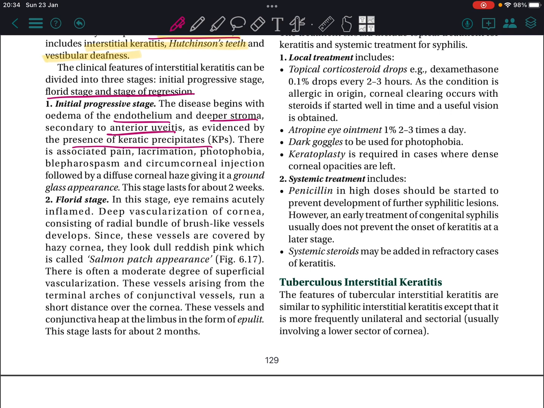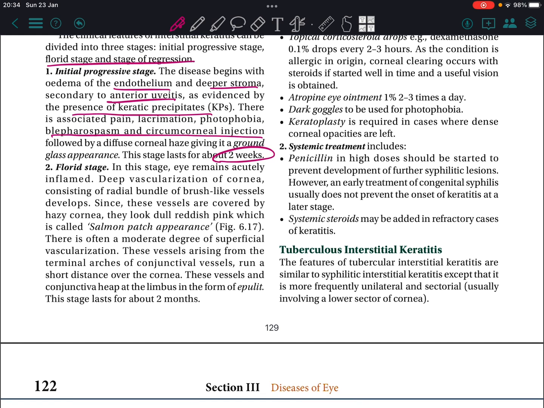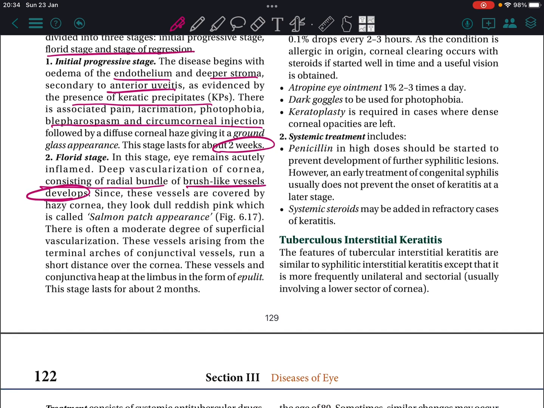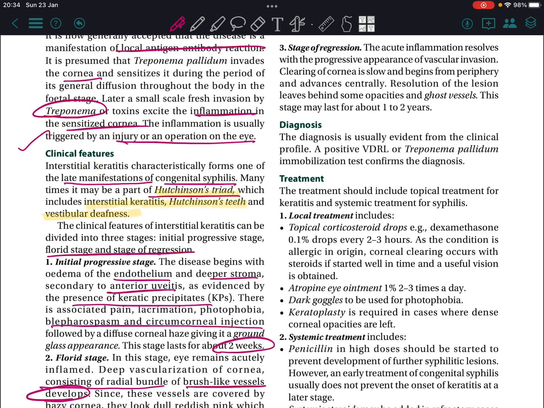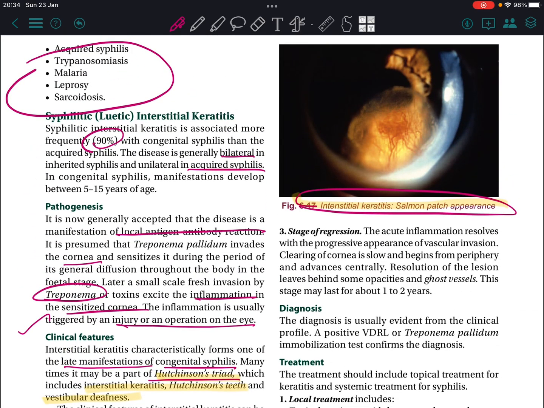There is associated pain, lacrimation, photophobia, blepharospasm, circumcorneal injection, followed by a diffuse corneal haze, giving it a ground glass appearance. The stage lasts for about 2 weeks. Florid stage: in this the eye remains acutely inflamed. Deep vascularization of the cornea consists of a radial bundle of brush-like vessels develops. Since these vessels are covered by hazy cornea, they look dull reddish pink, which is called salmon patch appearance. We saw here the salmon patch appearance.